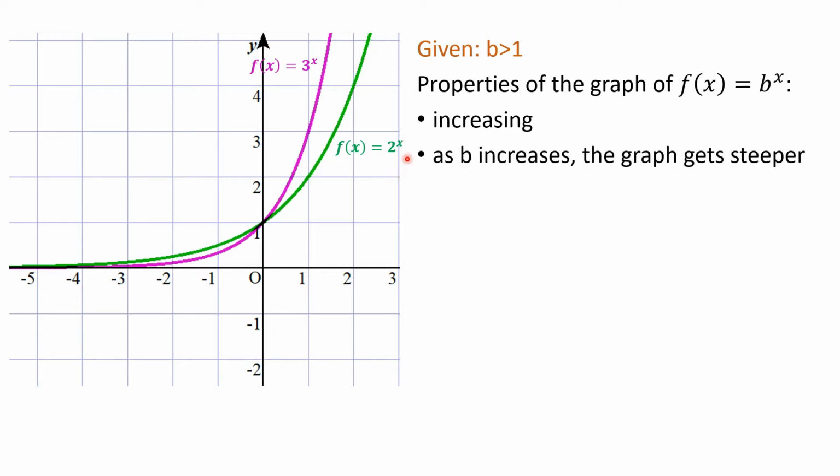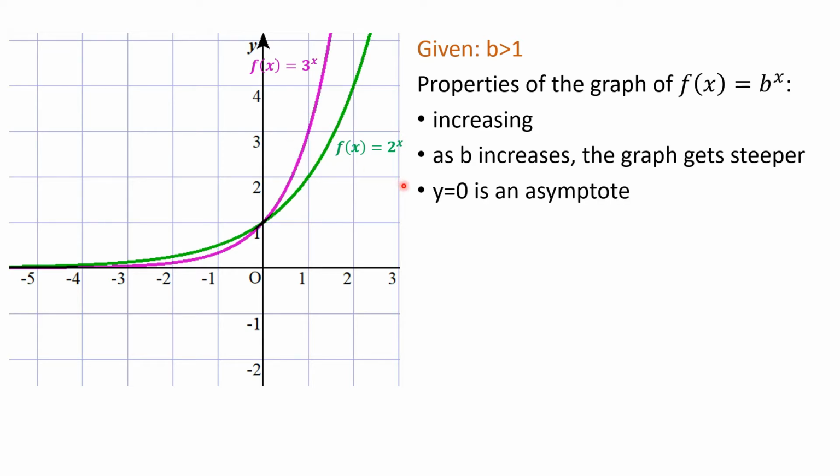Second property is, as b increases, the graph gets steeper. Notice that the purple curve is steeper than the green curve because the value of b in purple is greater than the value of b here. This is 2, while in the purple curve, the value of b is 3. So as b increases, the graph gets steeper. So we may expect that the curve of f(x) = 4^x is even steeper than the purple curve.